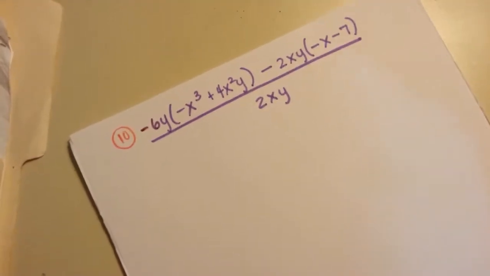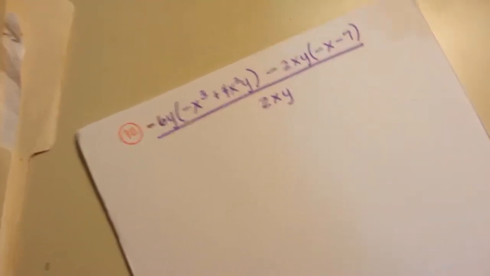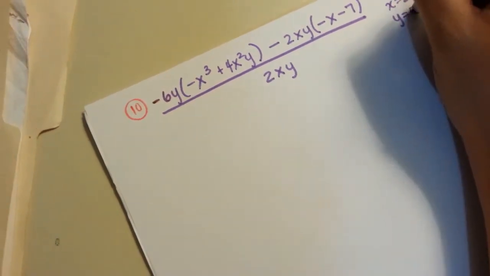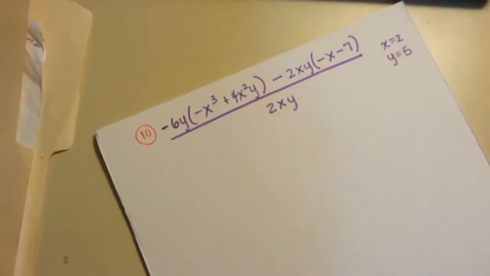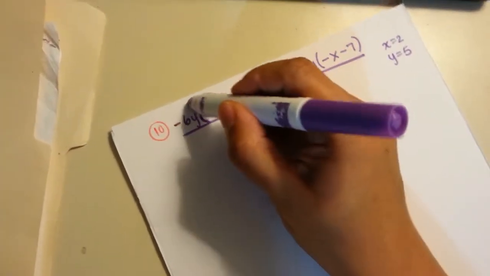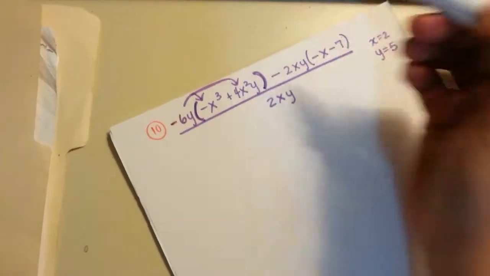Alright, this is problem number 10 on the test. And with this problem, all you have to do is simplify and then plug in x equals 2 and y equals 5. Okay? So the first thing you do is you have parentheses, which means you have to distribute. So you need to multiply.